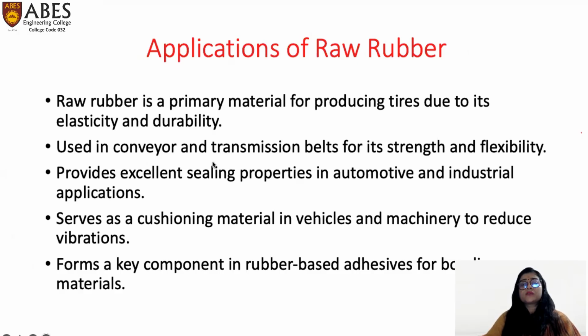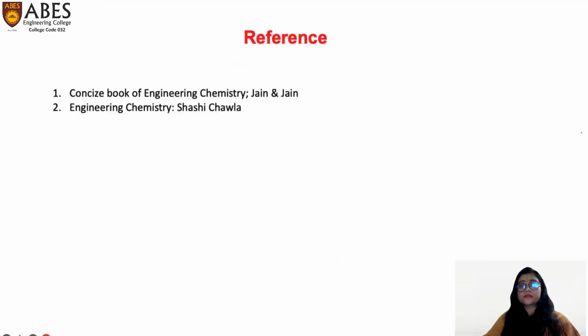They're also used in conveyor and transmission belts. They're also used for their sealing properties in automotive and industrial applications. They also serve as cushioning material in vehicles and machinery to reduce vibrations. So, as a shock absorber, it is popularly used. It also forms a key component in rubber based adhesives for the bonding of materials. So this was all about the popular elastomers used in the industry.